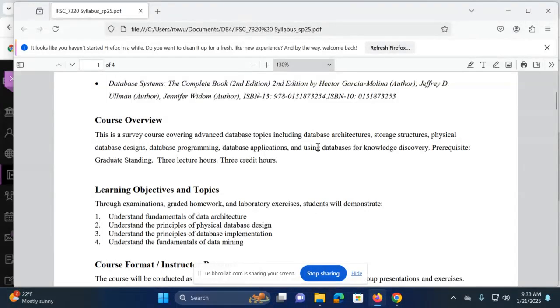Then the last part is using the database for knowledge discovery. In the past classes, I basically used the database as the data you use to do the project. I'm not sure for this class, but we can have two options. One is using the database, running very complex SQL queries to retrieve the data and get the knowledge.